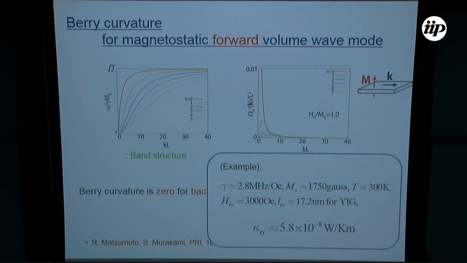But in fact, if we calculate the Sommer Hall conductivity out of this Berry curvature, this Hall conductivity is very small. Maybe it cannot be measured experimentally, unfortunately. This depends on some parameters like the exchange length of YIG. Maybe by using some other magnet, it might be measured. But maybe we should try another direction to enhance the Berry curvature.